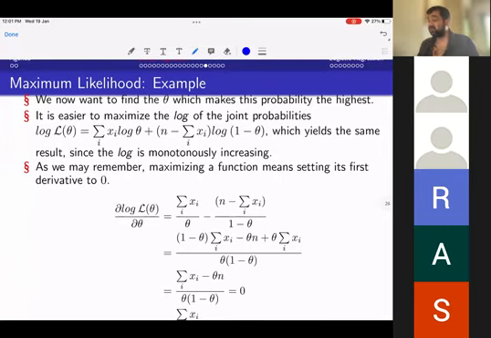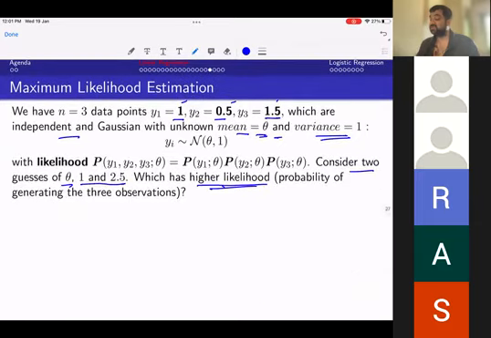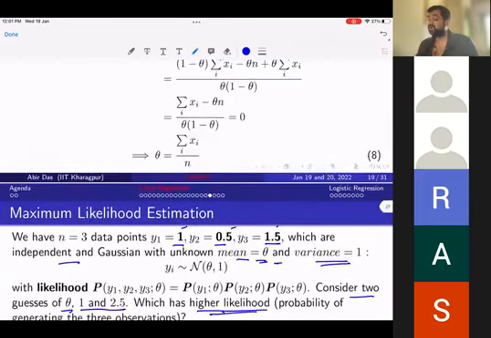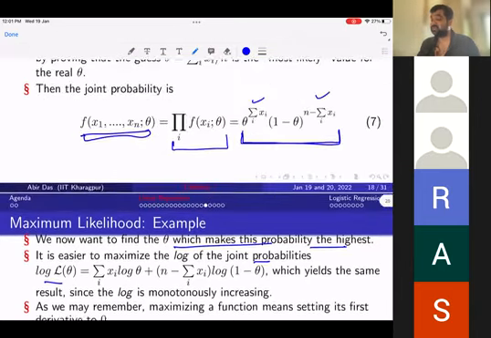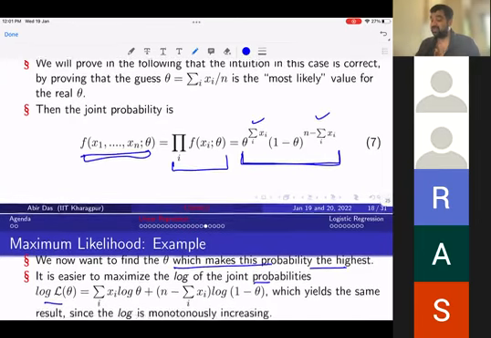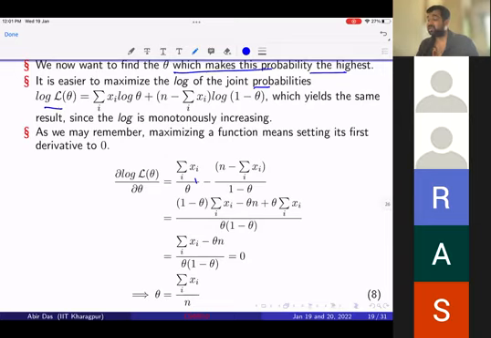So this is the last slide. We now want to find theta which makes this probability the highest. It is easier to maximize the log of the joint probability, which is log L of theta. I think I have made a mistake in the notation. This should really be L. This is not F. I'll correct this. And if you take the log, of course, the powers come down and so on.